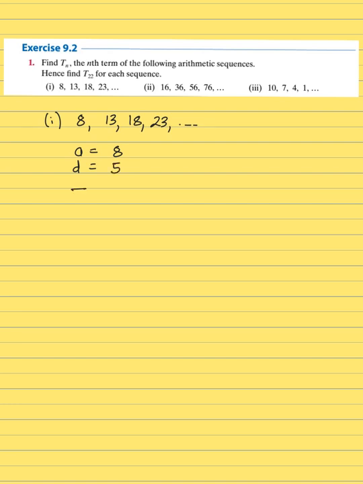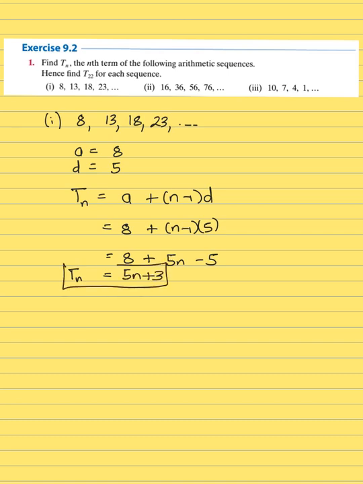Using those pieces of information, we just have the formula for the general term. Tn is equal to a plus n minus 1 times d. And filling in the values, it's 8 plus n minus 1 times 5. So that's 8 plus 5n minus 5. Tidying up, we get that Tn is equal to 5n plus 3. Now a quick check: if we look at the first term, 5 times 1 plus 3 would be 8. 5 times 2 plus 3 would be 13. 5 times 3 plus 3 is 18, and so on.